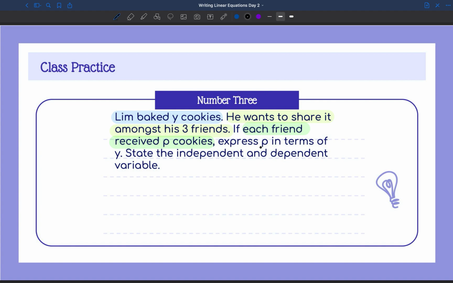And it told us to express P in terms of Y. So we know P is going to come first, which is how many each friend received. And we know that Lim baked Y cookies and he shared it amongst his 3 friends. So however many cookies Lim baked, which was Y, we need to divide it by 3 to tell us how much each friend would receive. So this right here would be our linear equation.